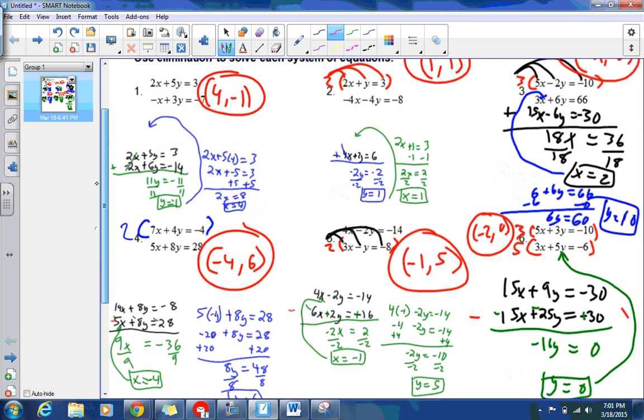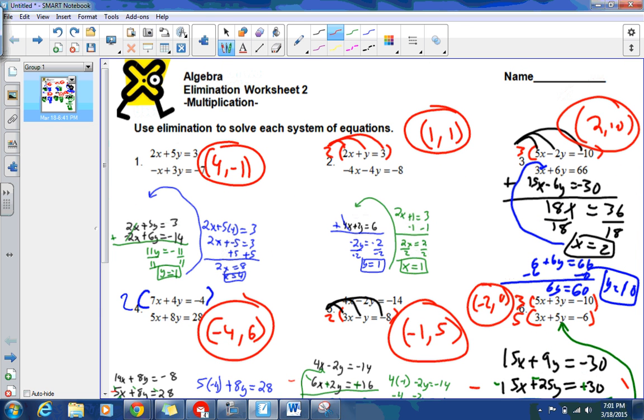So there's your answer key video for this elimination worksheet 2 for those of you who are doing this. There's the first 6 problems you can take a look at, and hopefully that'll help you if you're doing any of the last 6 as well.